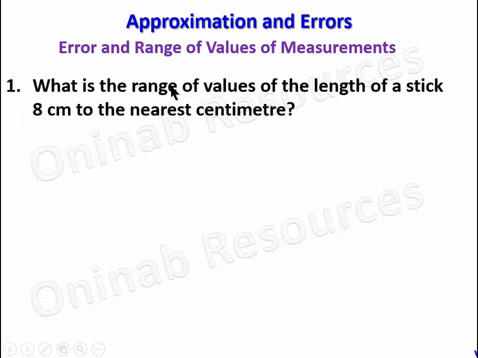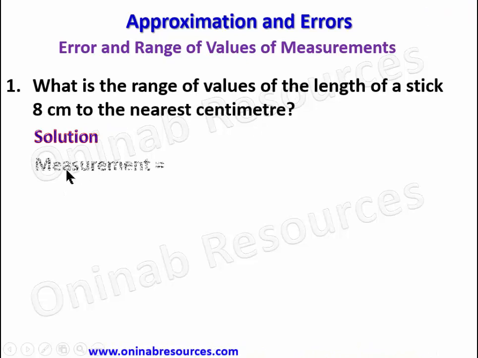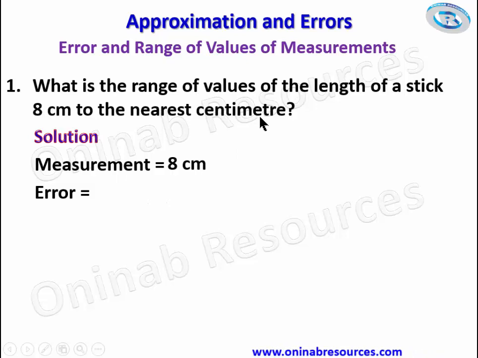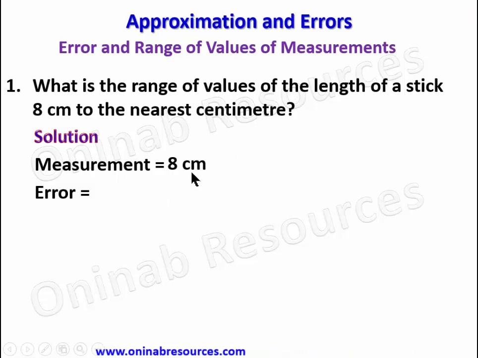Problem 1. What is the range of values of the length of a stick 8 centimeters to the nearest centimeters? So in our solution, we look at the measurement. The measurement here is 8 centimeters. The error is going to be based on the approximation that the measurement is given. So the measurement is given to the nearest centimeters. So we look at the smallest whole number here in this case, since it is to the nearest centimeters.